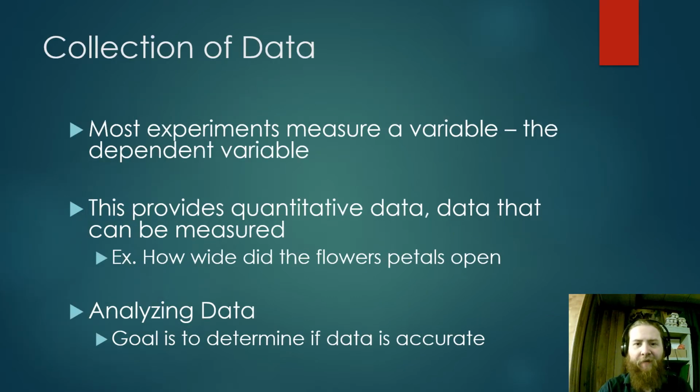When we collect data, most of the time we're going to be measuring a variable, and we're going to be looking at the dependent variable. This can be either qualitative or quantitative data. Quantitative data is the one that science likes a little bit better. We like data that can be measured, that has an actual number attached to it. For example, if we're measuring how much sunlight affects a plant, how wide the flower petals open is going to be our dependent variable. That's going to be dependent on how much light that plant gets. Usually the independent variable is the one that we control inside of the lab.